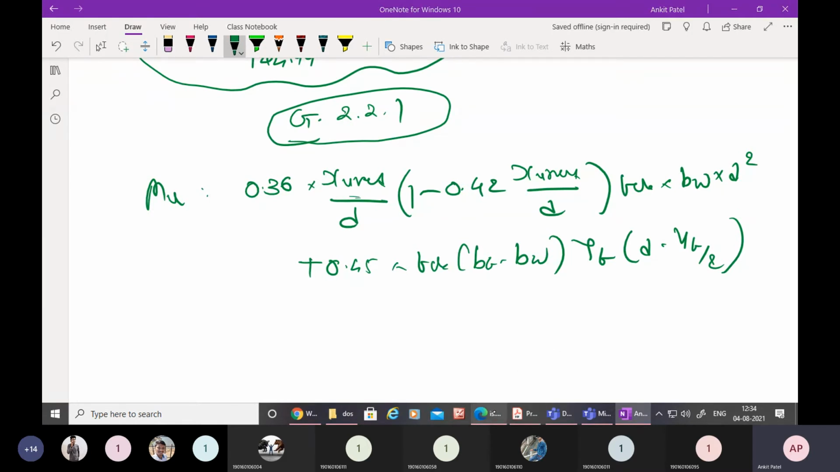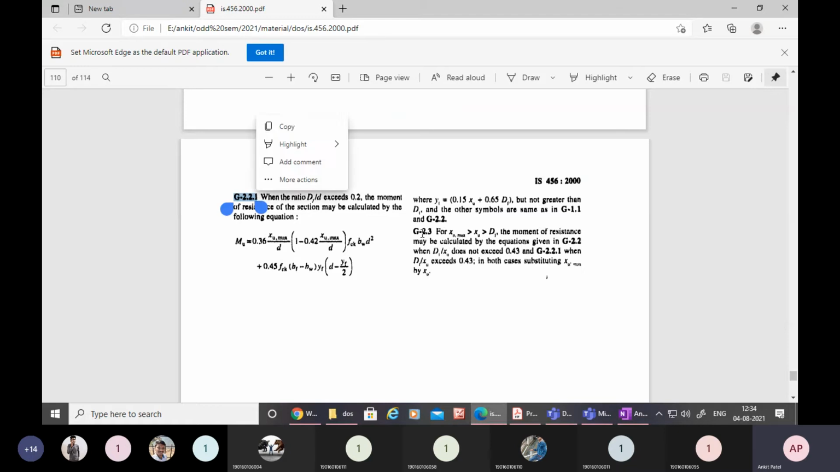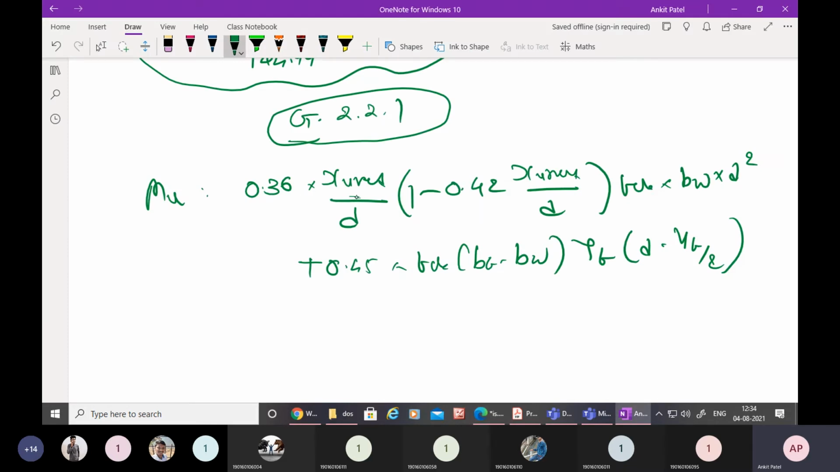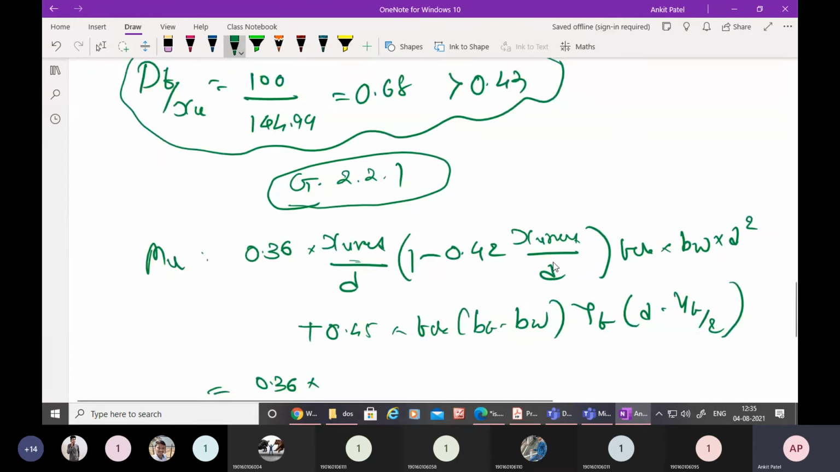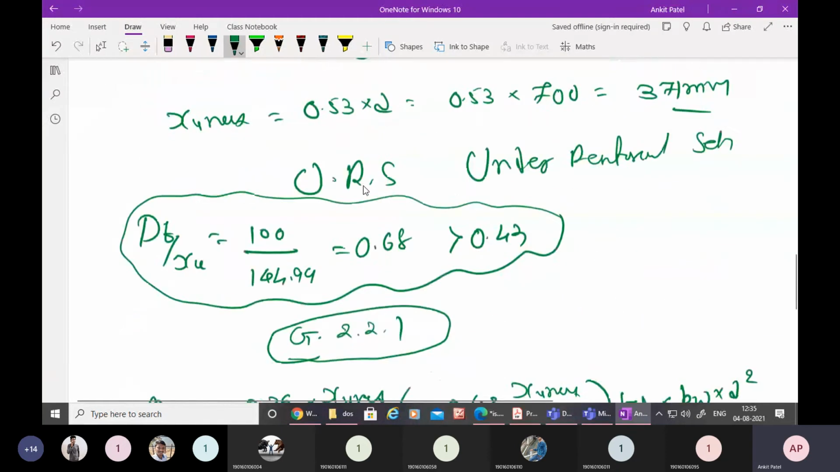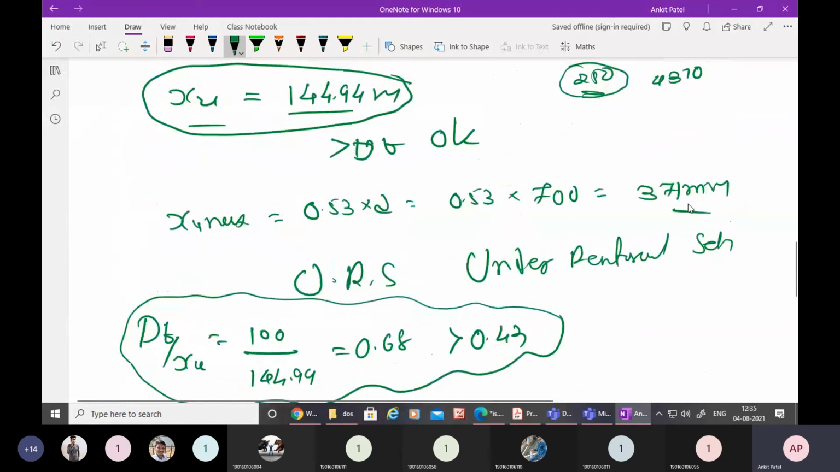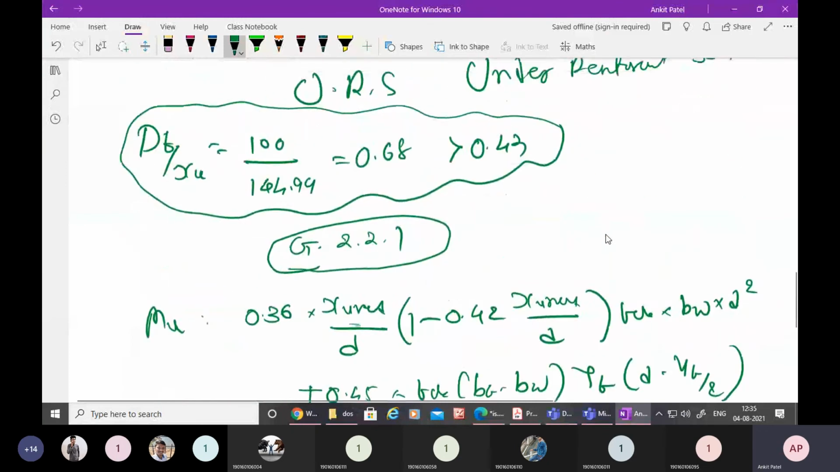If you see the code, then for an under reinforced section G2.3 is given, but they told us to refer to G2.2 and G2.2.1. But they have also mentioned that in both the cases you substitute xu max by xu. So instead of writing xu max, we need to write xu. So this is 0.36 into xu max, and instead of that you have to use only this value, that is equal to 144.94. Instead of 371, you need to use 144.94.